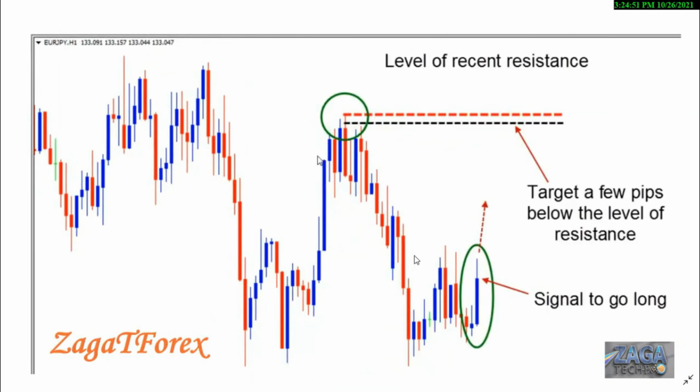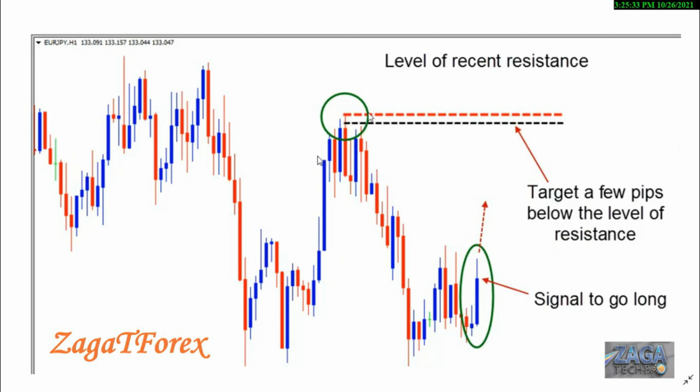Now let's take a look at a buy scenario. Take a look at this level of recent resistance, you see. This has formed a level of resistance. Now we target a few pips at this area. Now we have a buy signal at this area. Remember we had a sell signal here, and this is a buy signal. So this is the most recent area of resistance.